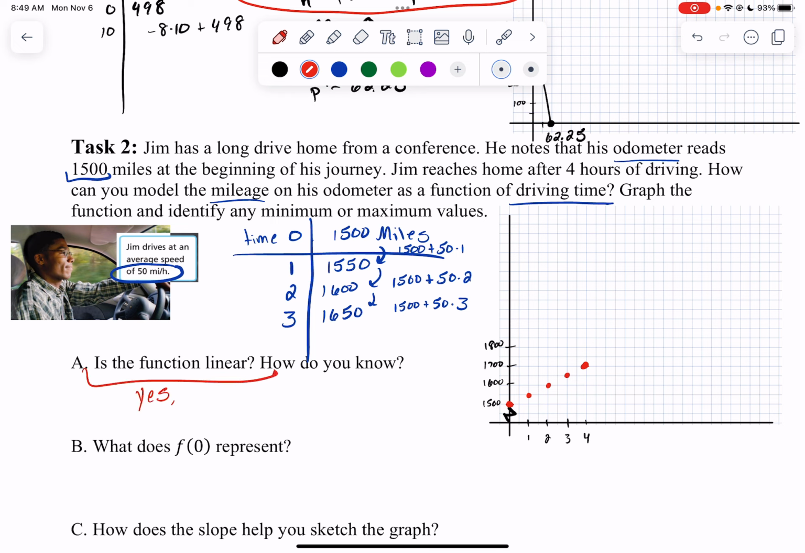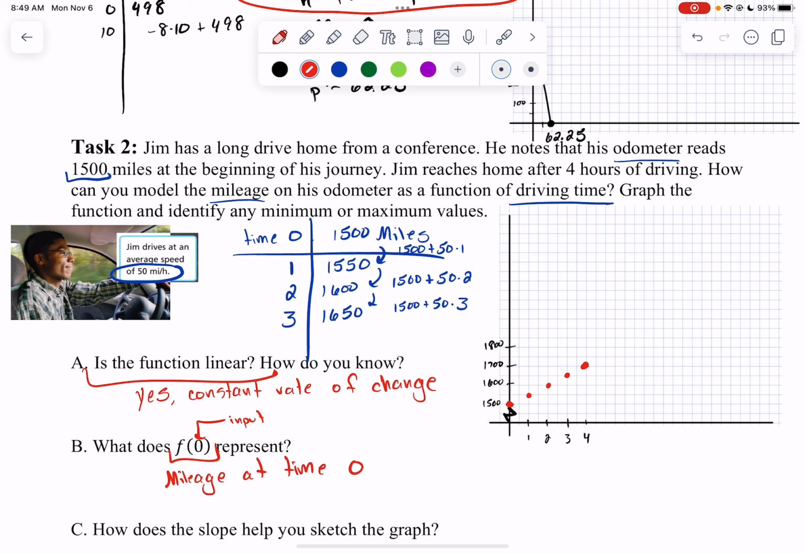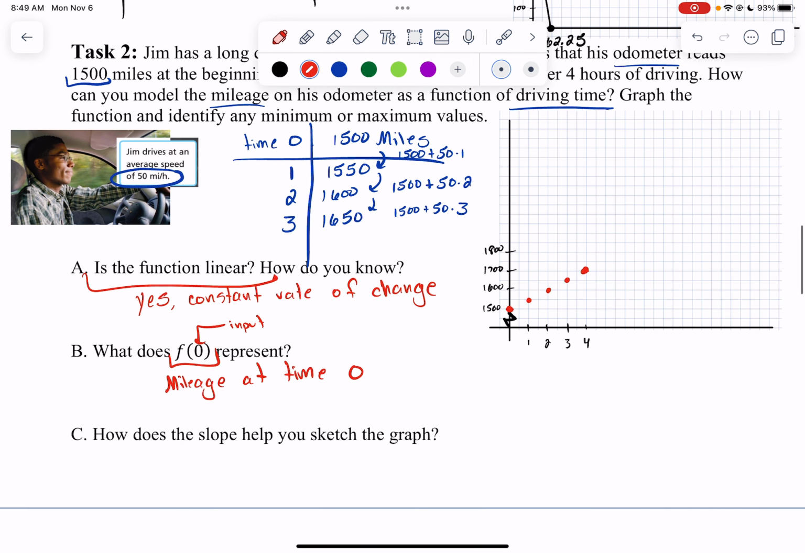Okay. What does f of 0 represent? F of 0 would represent the mileage at time 0. Because that's my input. My input is the time. Mileage at time 0, or how many miles are on my car before I start. How does the slope help you sketch the graph? Well, we went up by 50 and over 1 each time. So how does it help us? It gives us the next point as we go.